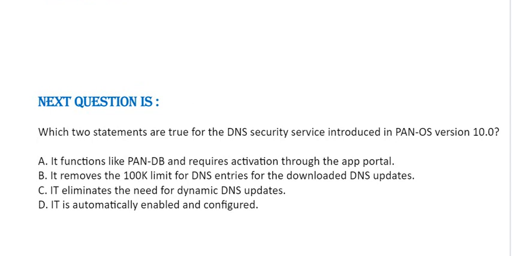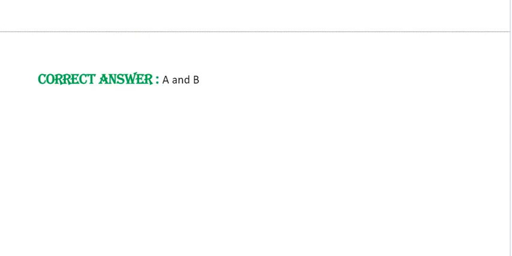Next question is, which two statements are true for the DNS security service introduced in PAN-OS version 10.0? Option A, it functions like PAN-DB and requires activation through the app portal. Option B, it removes the 100K limit for DNS entries for the downloaded DNS updates. Option C, it eliminates the need for dynamic DNS updates. Option D, it is automatically enabled and configured. Correct answer is option A and option B.